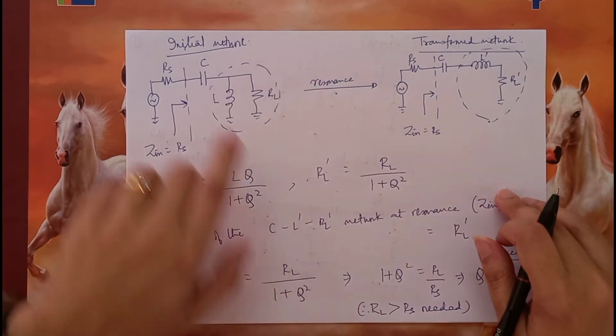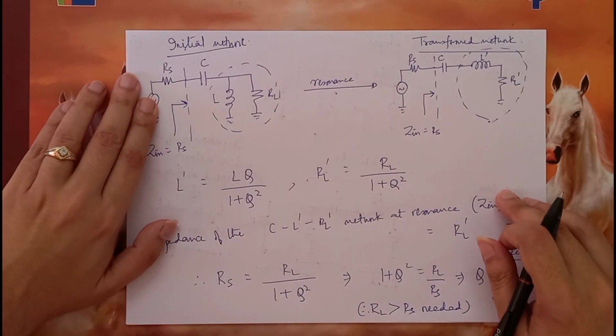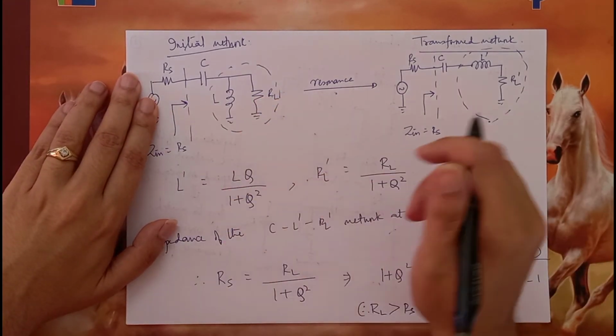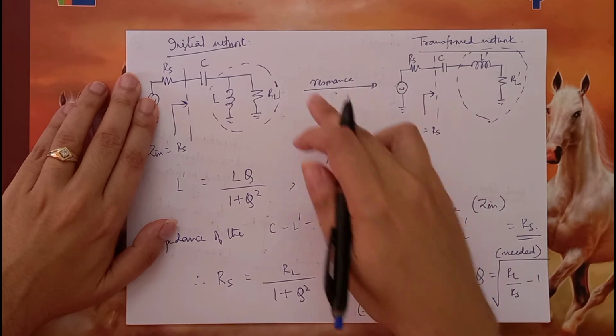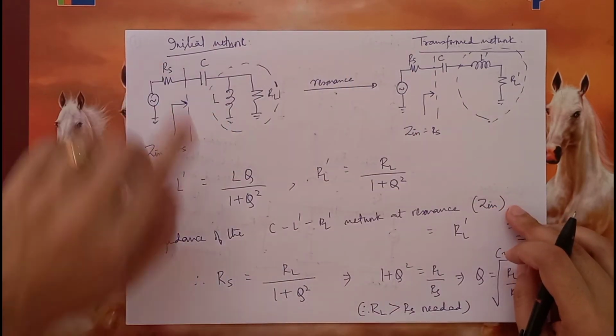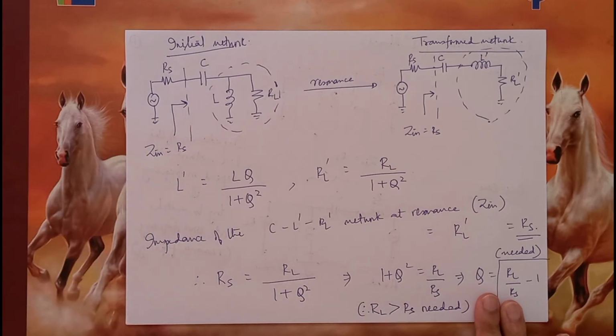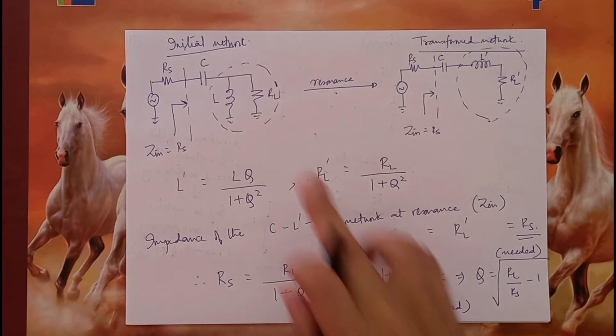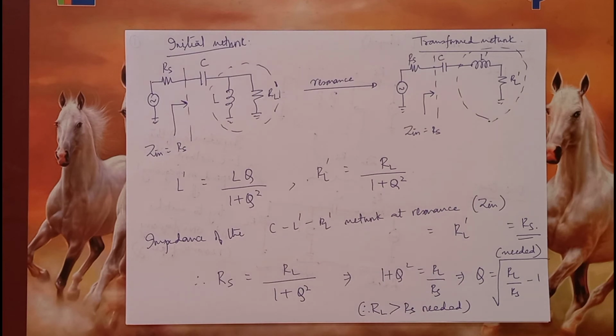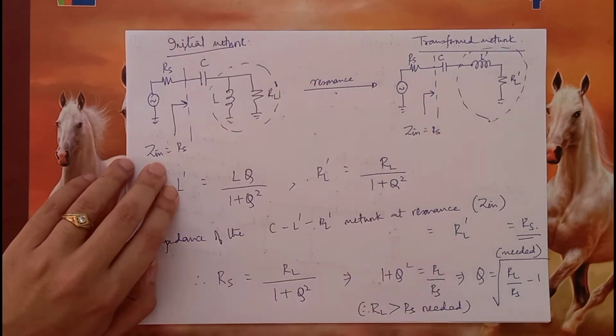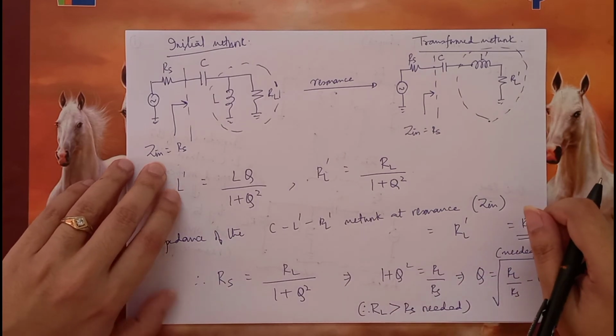So that is, in this particular configuration, you want that the RL should be more than RS. Only then this will work. This will have a real value of Q. So now once we know the value of Q, we know the value of RS and RL, which are initially a part of the specification of the problem. All we now need to know is the value of L and C.